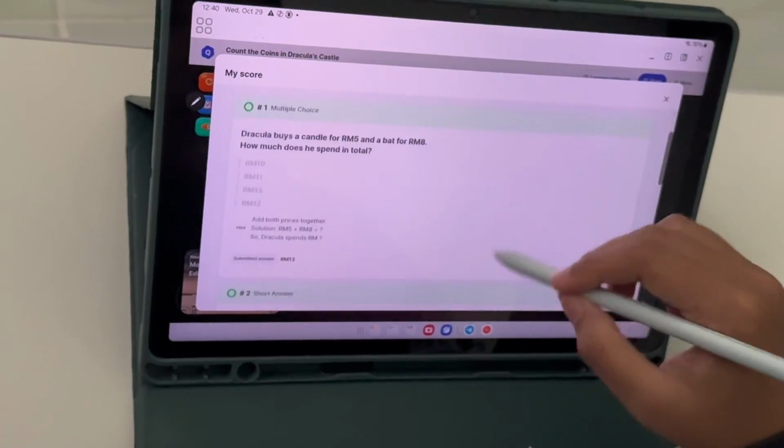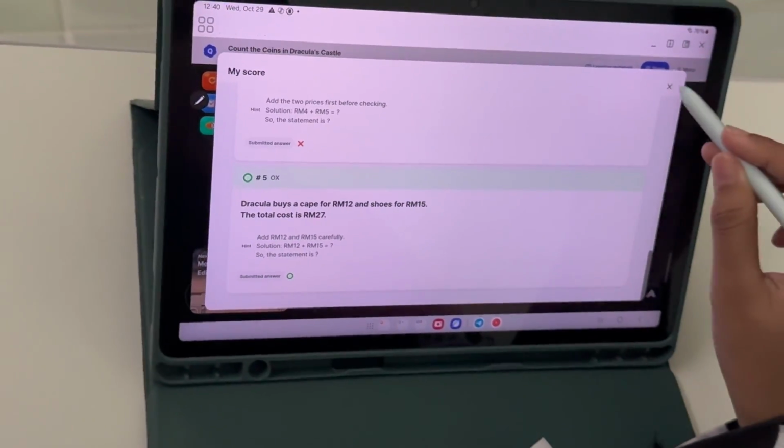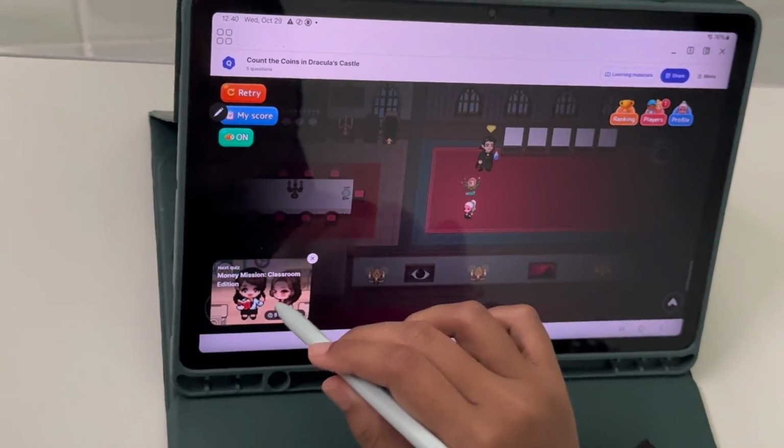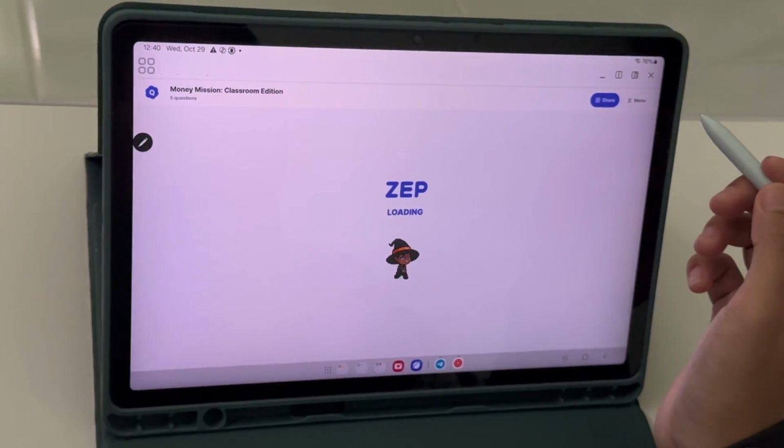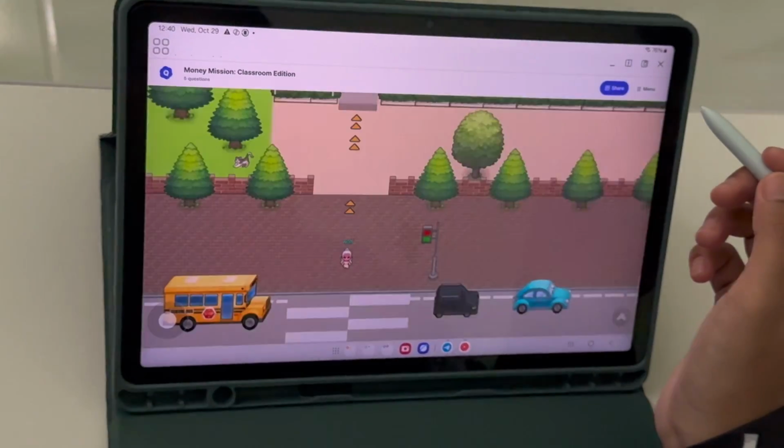The seventh element is interactive engagement. People explore, move, and interact with Dracula. This makes learning alive, fun, and hands-on.